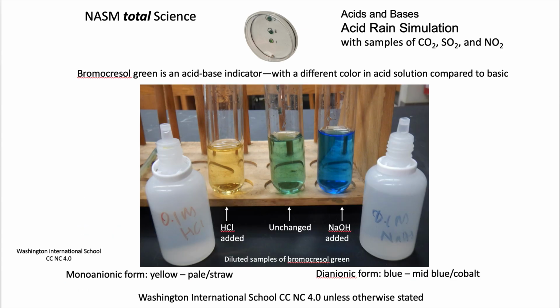We're going to use bromocresol green as an acid-base indicator for this investigation, and there's a different colour in acid solution compared to basic. The central greeny colour is just unchanged, diluted bromocresol green. On the left, the straw-coloured solution, hydrochloric acid has been added, and the cobalty blue solution on the right, 0.1 molar sodium hydroxide has been added.